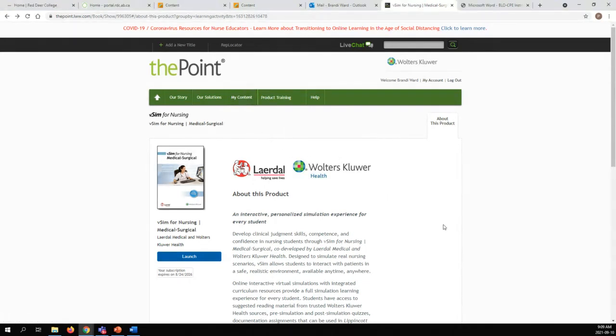Once you get the license and the group number, you will create a username and password for the product itself. Then your dashboard, which is your My Content, will list all of the content that you have through Wolters Kluwer. In that case, you would select the vSim for nursing, medical, surgical. My assumption is that this may be the only content you have, but if some of you are using the online version of textbooks through here, then those will be listed here as well. Once you get to this area, you're simply going to click Launch.